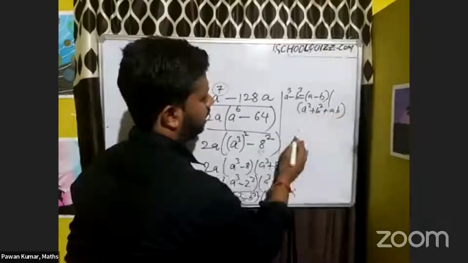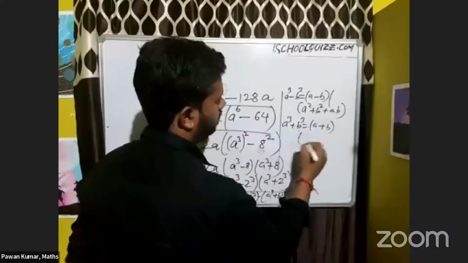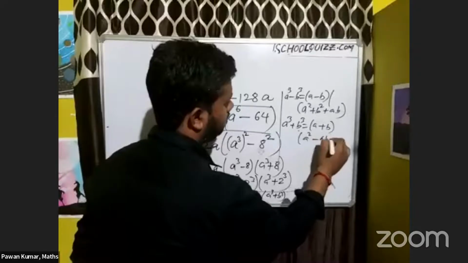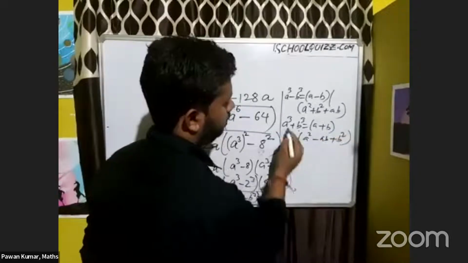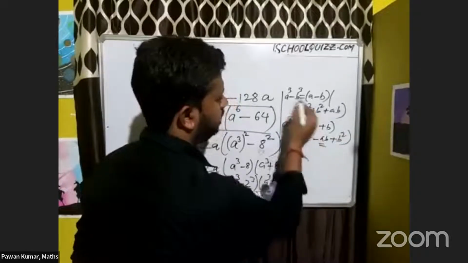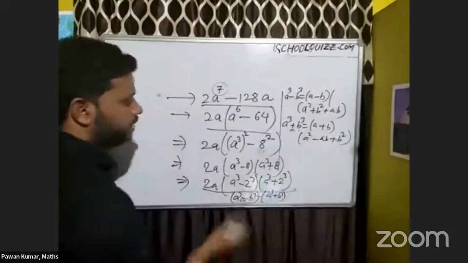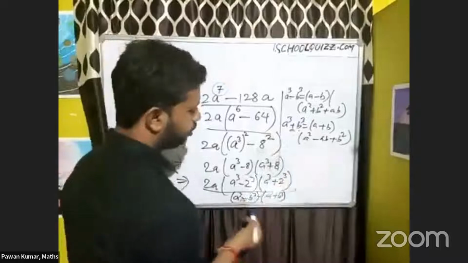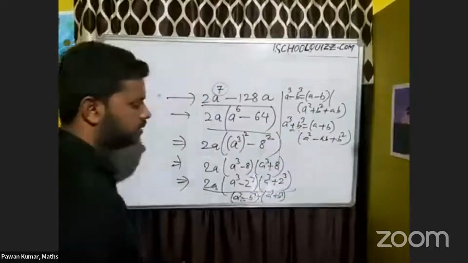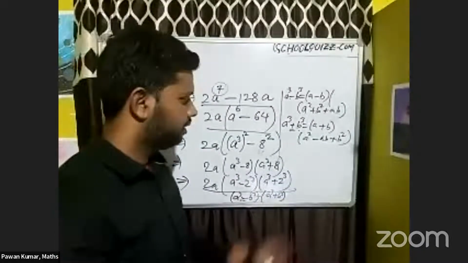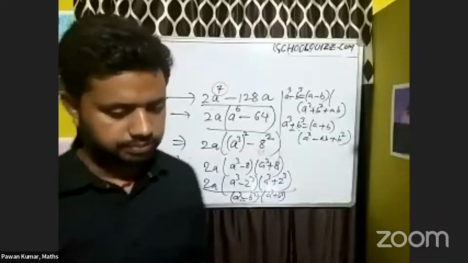Correct? And a cube plus b cube is nothing but a plus b and a square minus ab plus b square. If this is plus, then this term takes minus; if this is minus, then this term takes plus; the rest remains positive. So if you substitute b as 2, and a is already there, that will be the factorization form.